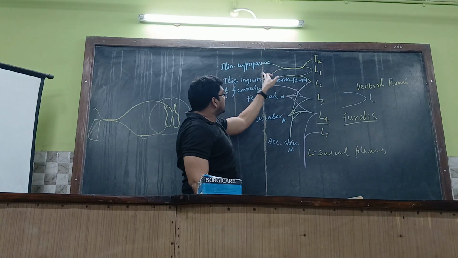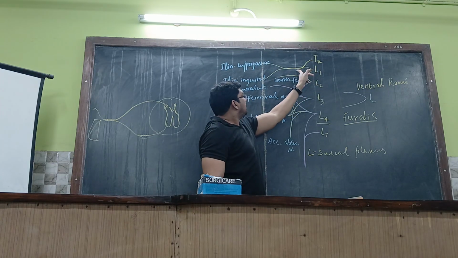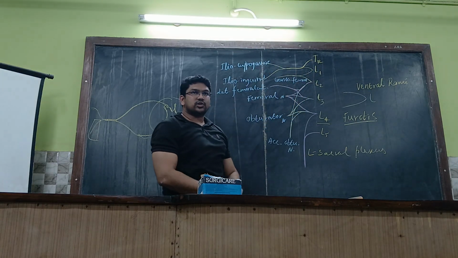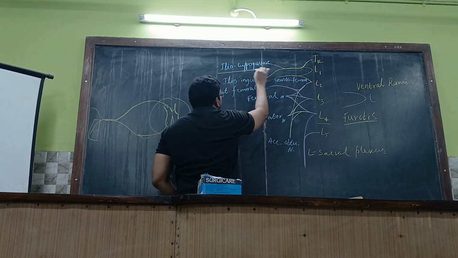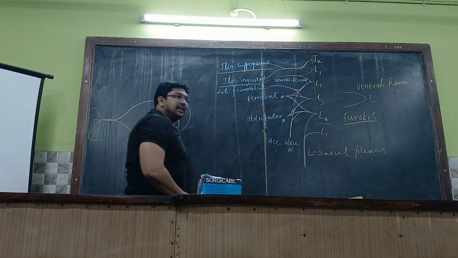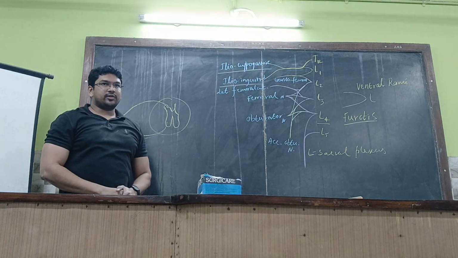That again divides into two branches. The two branches join over here, and again divide into two branches. One is the iliohypogastric nerve, followed by the ilioinguinal nerve. Will you remember or not? Right?